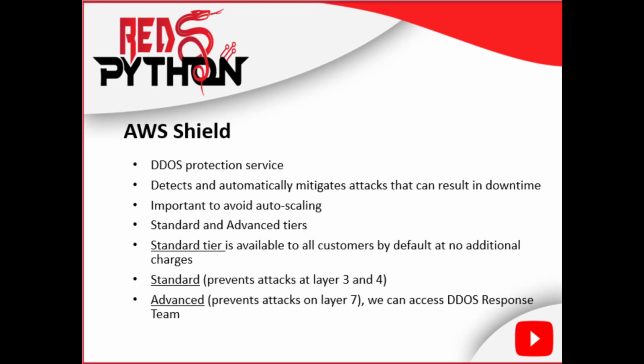AWS Shield will help you protect your network against DDoS attacks. It automatically detects and mitigates attacks that would result in downtime to your cloud. It's, as you know, very important to avoid auto scaling on the cloud because you'll end up paying more money. So AWS Shield is the right tool for implementation.